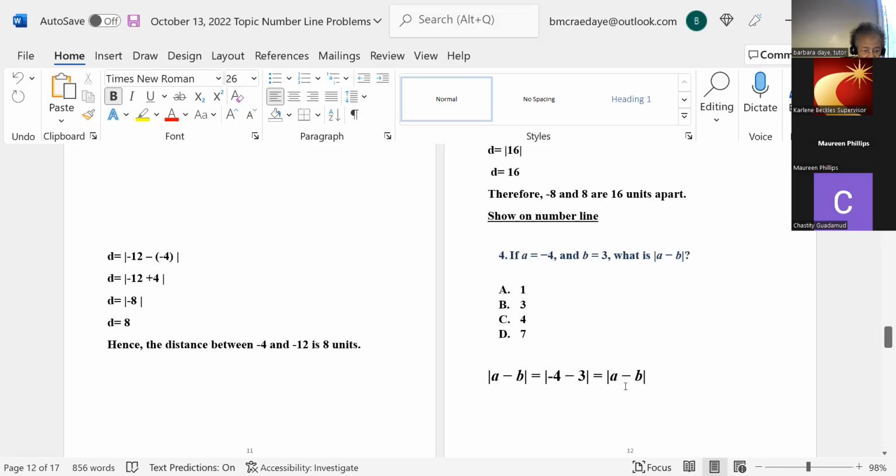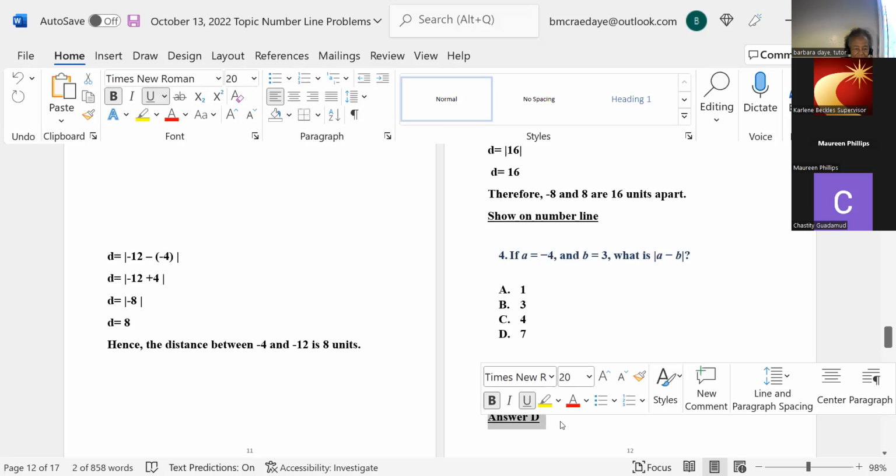7. You're throwing away the signs again. -7. Be careful with the signs, Maureen. Now we only want the absolute value of -7. So what is that equal to, Maureen? What's the absolute value of -7? 7. Very good. So the answer is D. That's it. You got it.